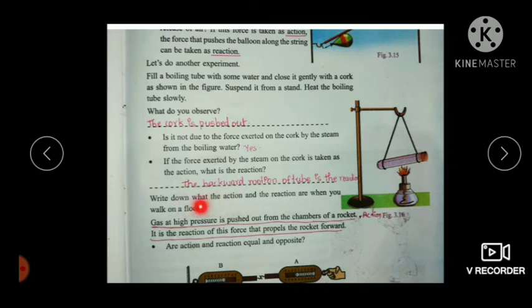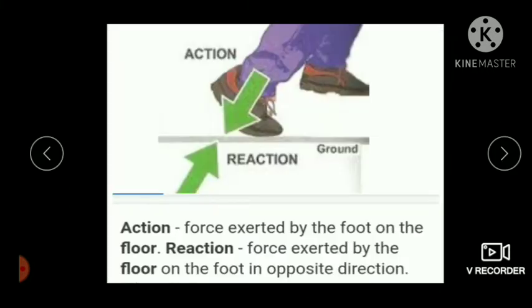Write down what the action and reaction are when you walk on the floor. When we walk on the floor, the force exerted by the foot on the floor is taken as action, and the reaction is the force exerted by the floor on the foot. These two forces are in opposite directions.